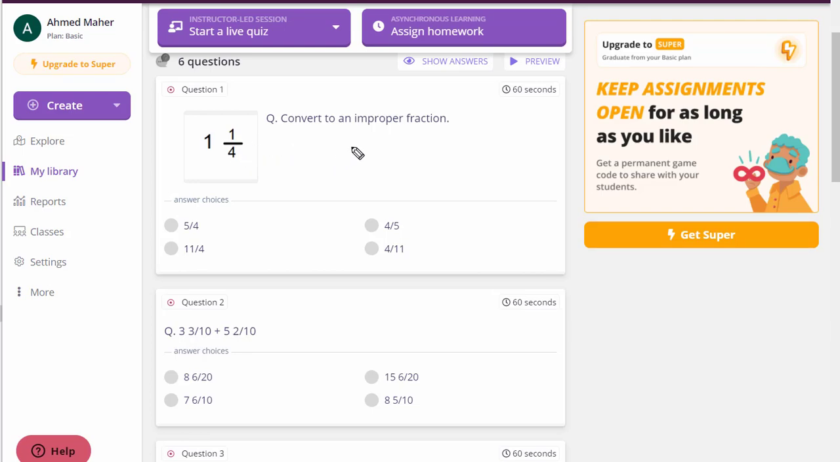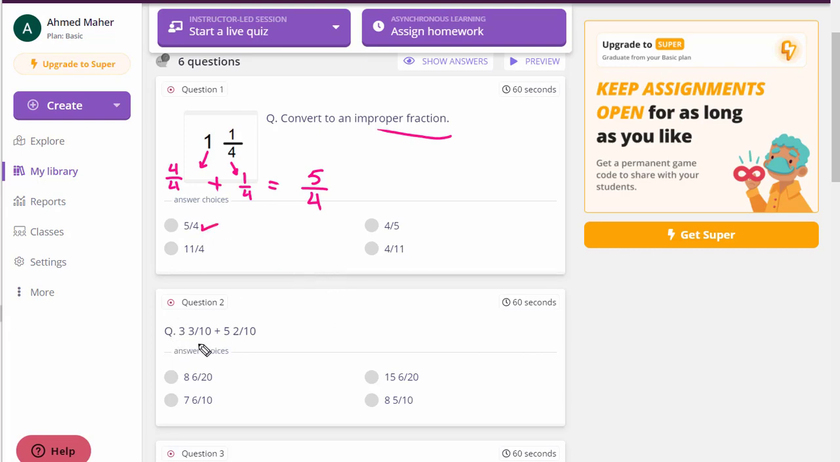The first one, I need an improper fraction, so I need it to be a fraction. 1 whole is 4/4, and we have here 1/4. So add these, you will get 5/4. So the correct choice here is 5/4.